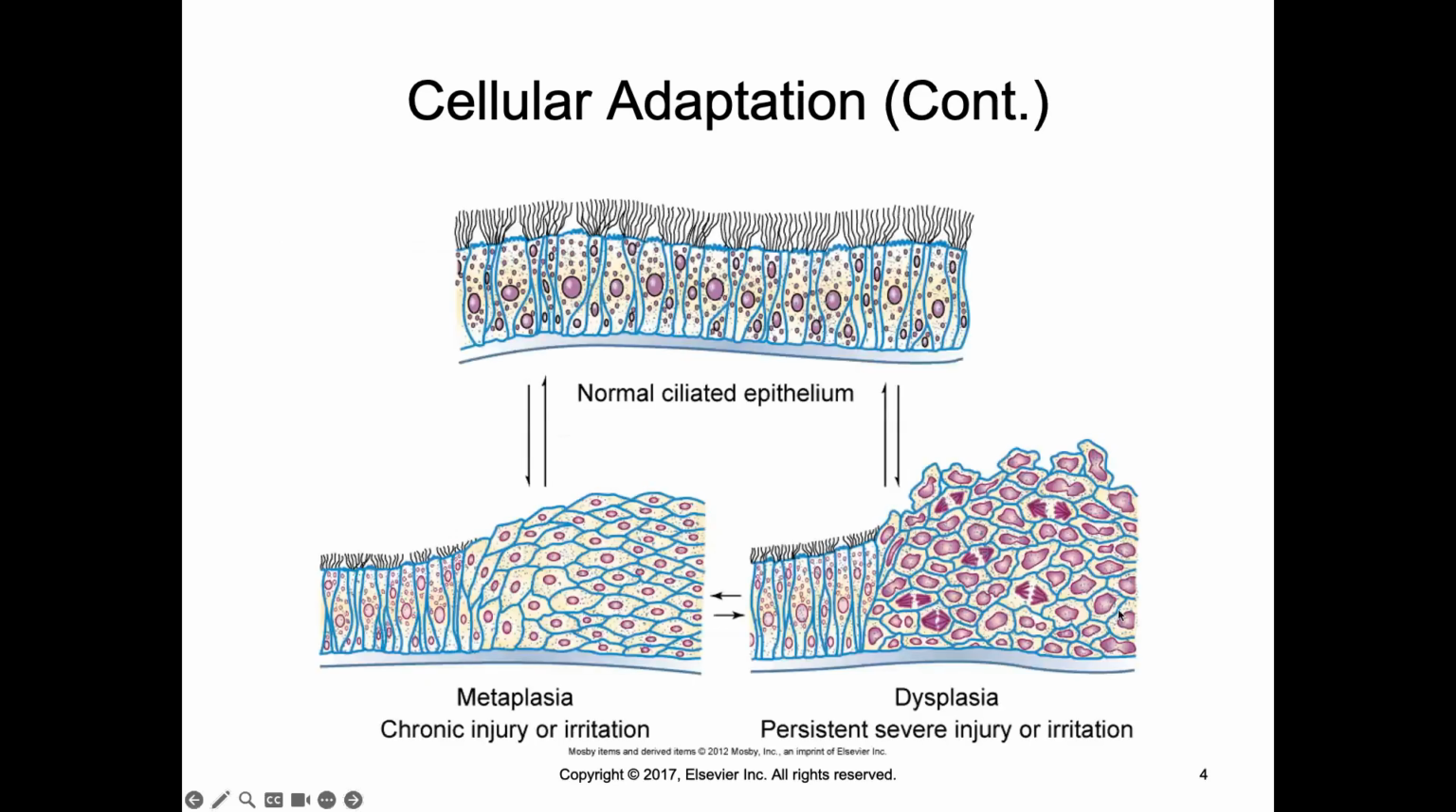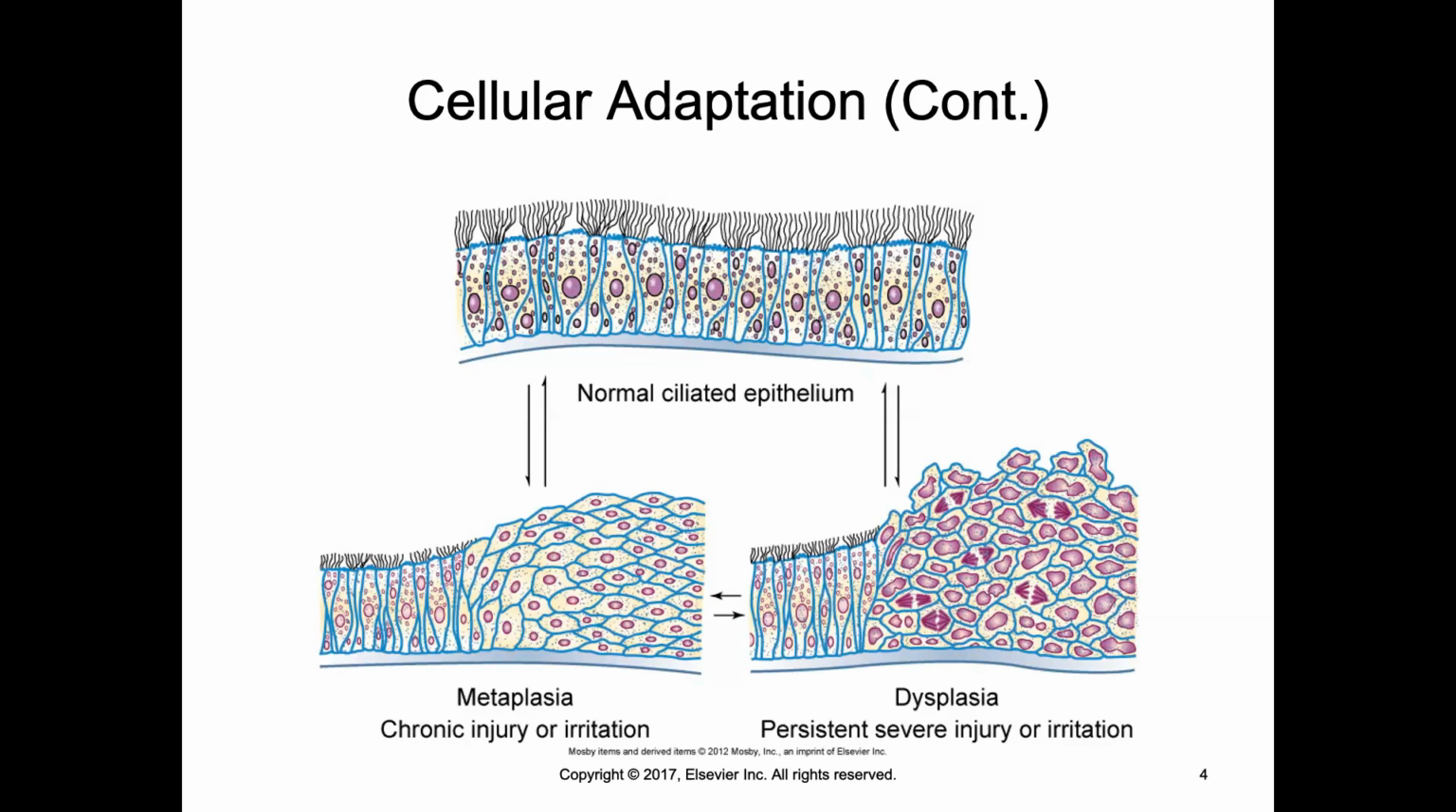we could see a normal pseudostratified ciliated columnar epithelium in the diagram. In metaplasia, what's happening? Well, injury or irritation is causing that tissue to be replaced with another tissue type. You might, for instance, see this in a precancerous change. In dysplasia, you have persistent severe injury or irritation, and you get replacement not just with a different tissue type, but with abnormal tissue.